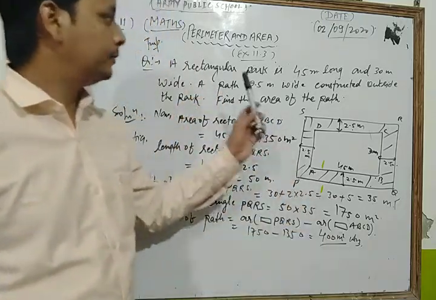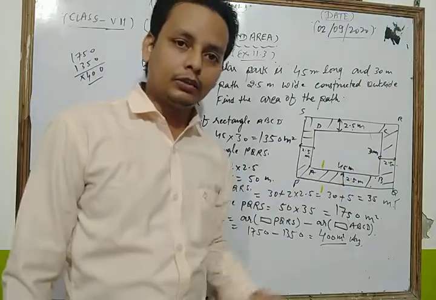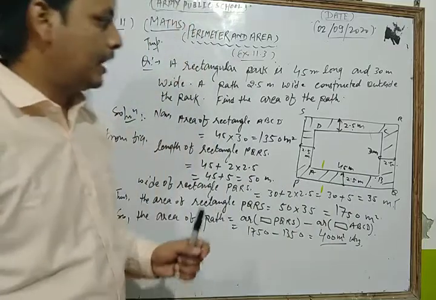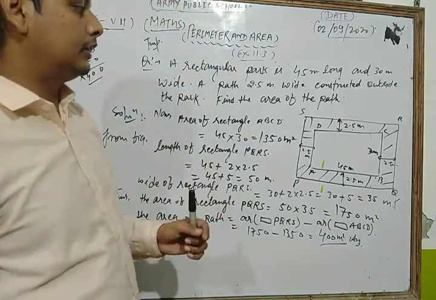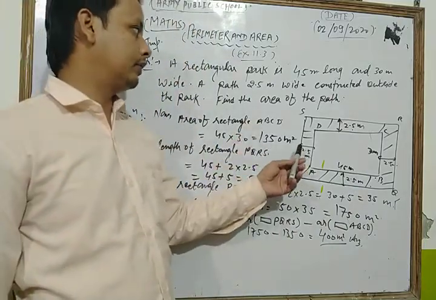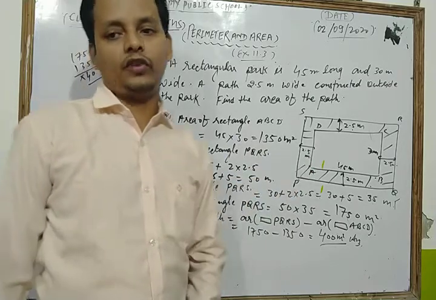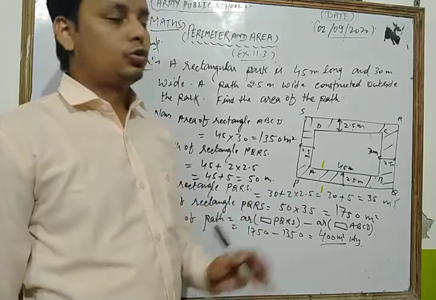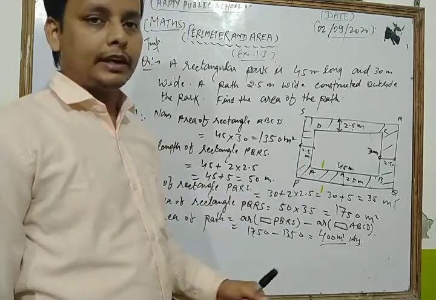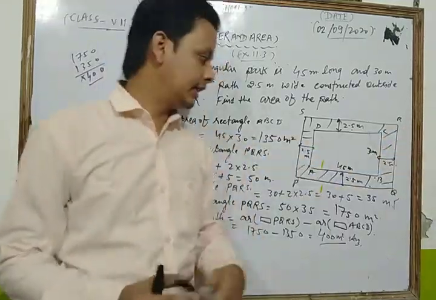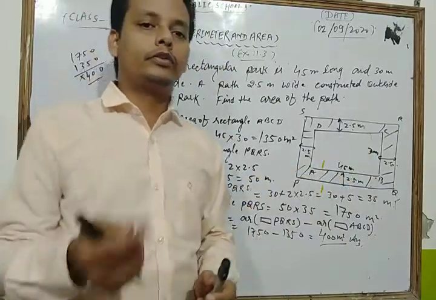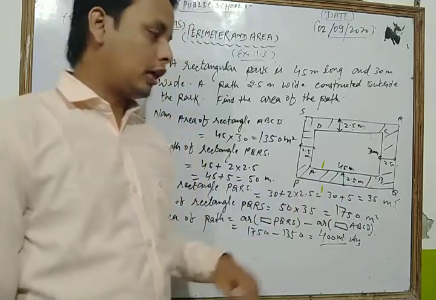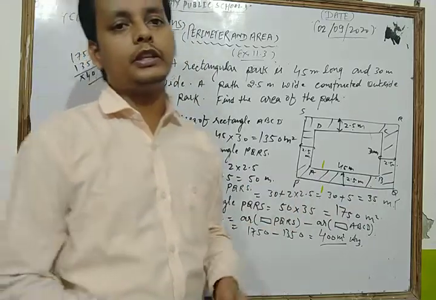Your question is: ABCD is a rectangular park of length 45 meter and breadth 30 meter, and a path all around it is constructed, the width of that path being 2.5 meter. We find the area of the path. For finding the area of that path, first of all we find the area of rectangle ABCD. After that we find the area of rectangle PQRS. After that we subtract them and hence we get our result.